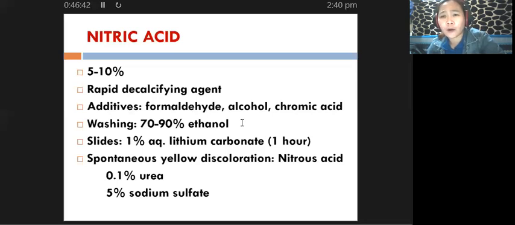Now for our slides, washing of slides. Can you perform removal of nitric acid before staining? Yes, you have to wash your slides or your sections in doing that. In the washing of your slides, before you place them in 1% aqueous lithium carbonate for 1 hour, you have to bring your slides to water. This one I am going to explain.